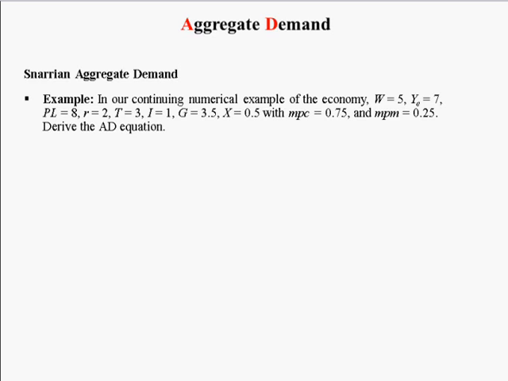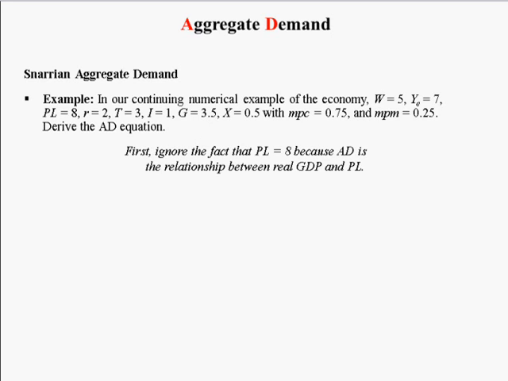Continuing with our numerical example from the previous lecture handout, the wealth was $5 trillion, future expected income was $7 trillion, price level is 8,000, the real rate of interest is 2%, taxes net of transfers were 3%, yada, yada, yada. Now, in order to form the aggregate demand curve, we have to ignore the price level, because remember, aggregate demand is a relationship between real GDP and price level, so we've got to let both those be free variables.